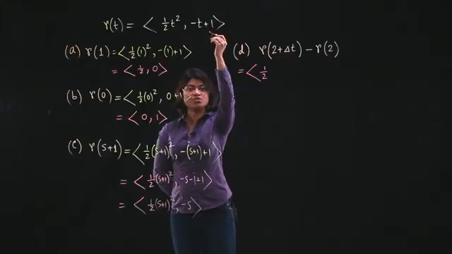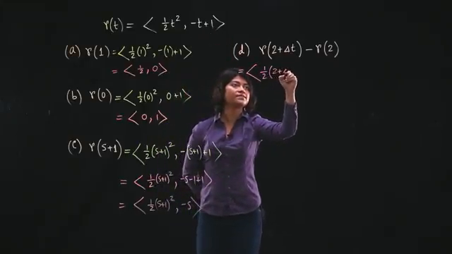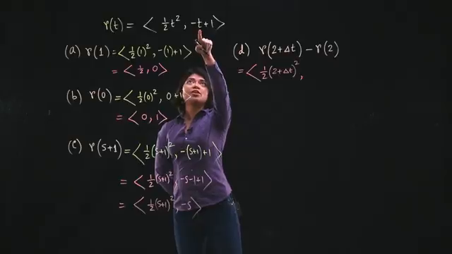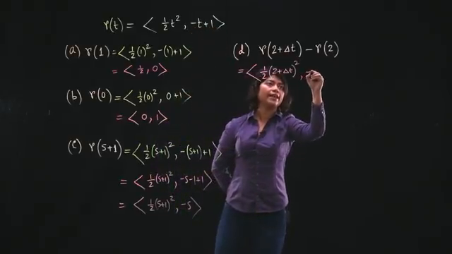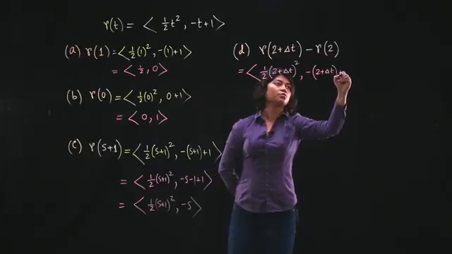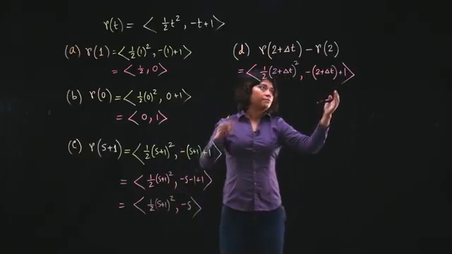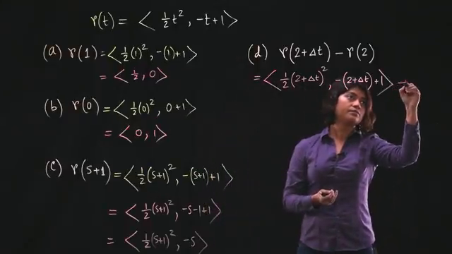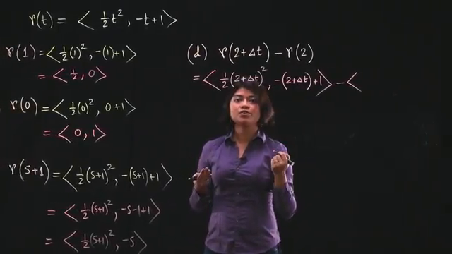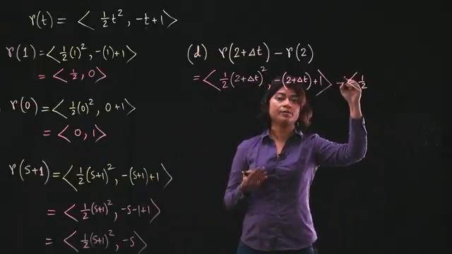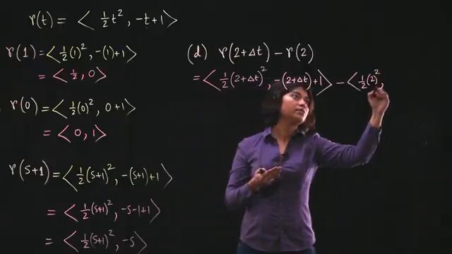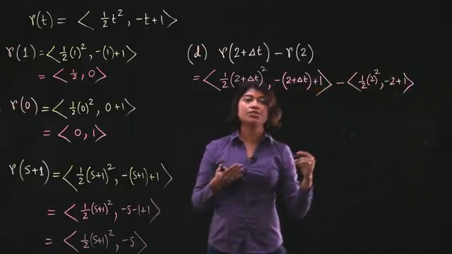Okay, so we have 1/2 t square. Instead of t, write 2 plus delta t, the entire thing square, comma. For the second component, we have negative t plus 1. So again, write negative of, instead of t, write 2 plus delta t, then plus 1. So that's just the first expression. Then you subtract. For the second expression, we have r of 2. So do the same thing, plug in t equals 2. So we will have 1/2 times 2 square, and negative t plus 1, so negative 2 plus 1. Plugging in t equals 2.